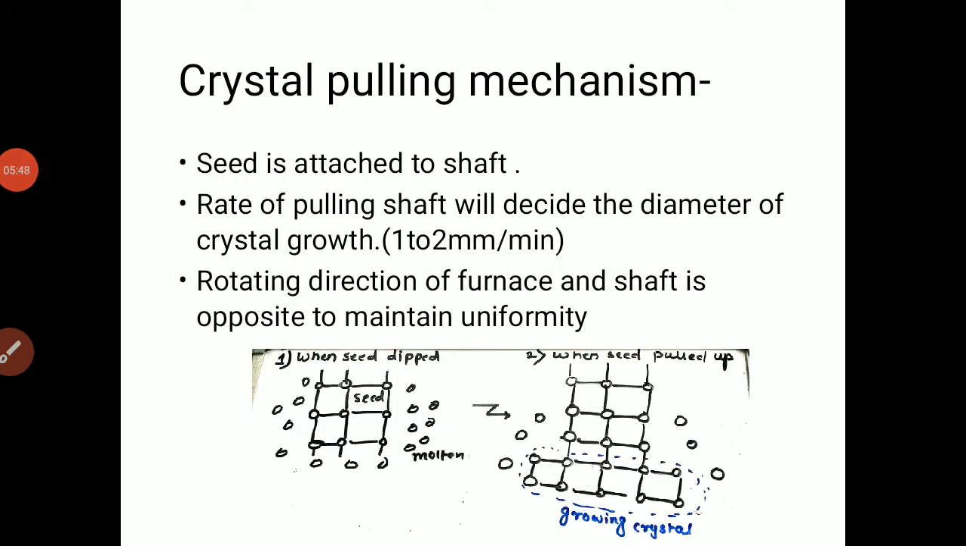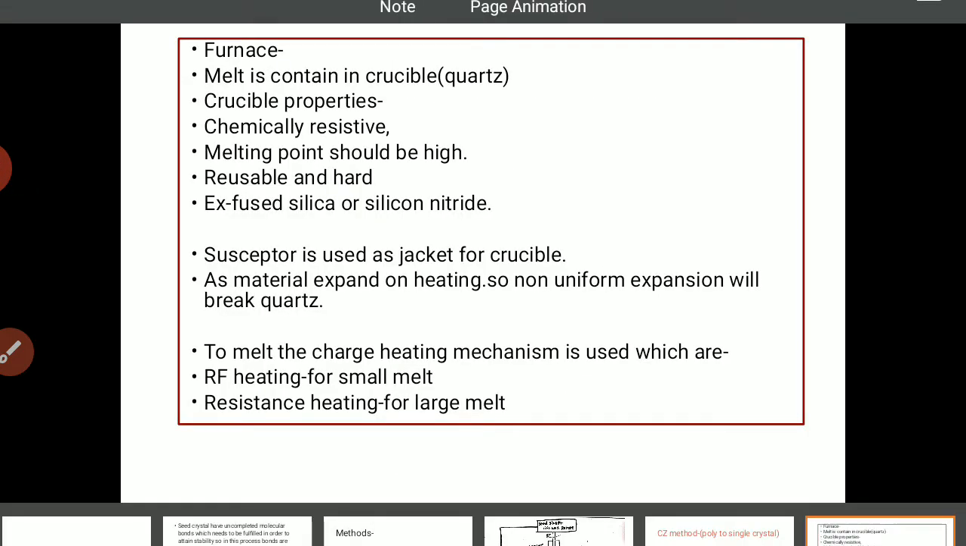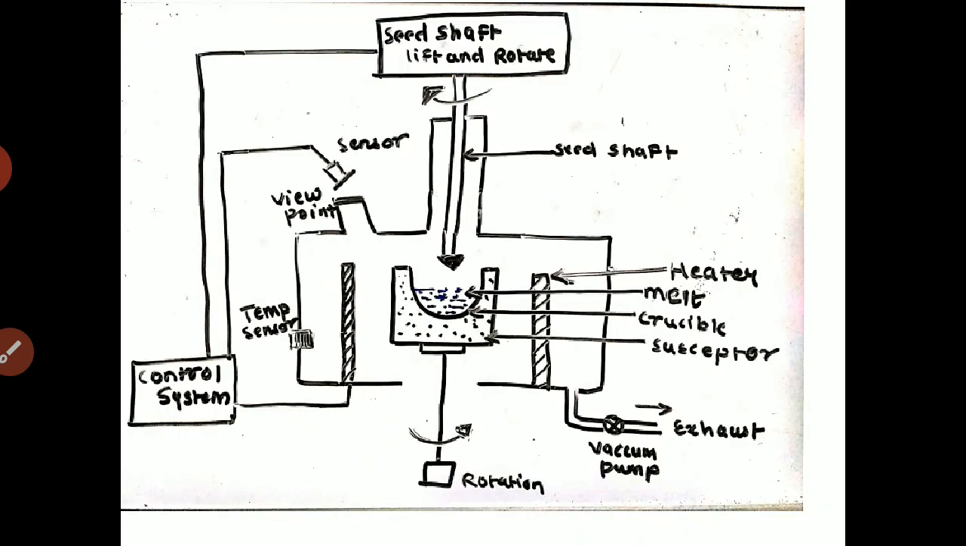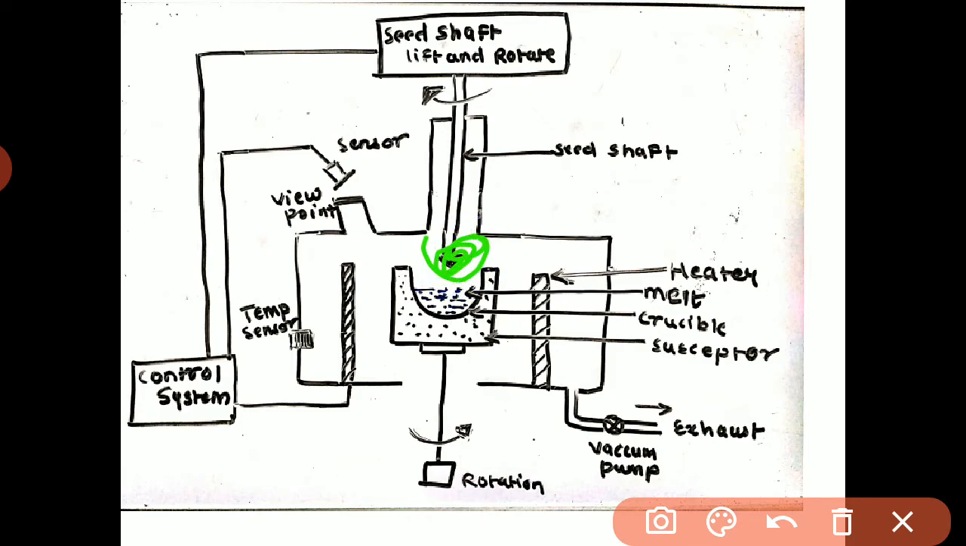Let's see the crystal pulling mechanism. In our shaft, we attach our seed. We can see in the diagram, this is our shaft. At the end of the shaft, we connect a pure seed, and we dip it into the melt, and after dipping into the melt it completes its dangling bonds, and we pull it out, and we will see there is a growth of a crystal.